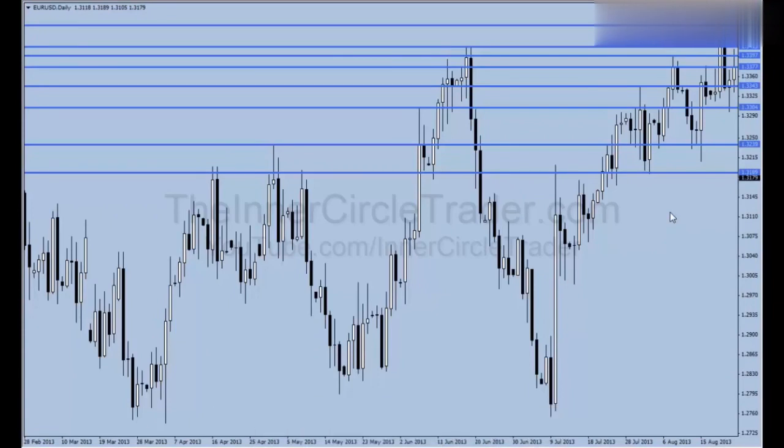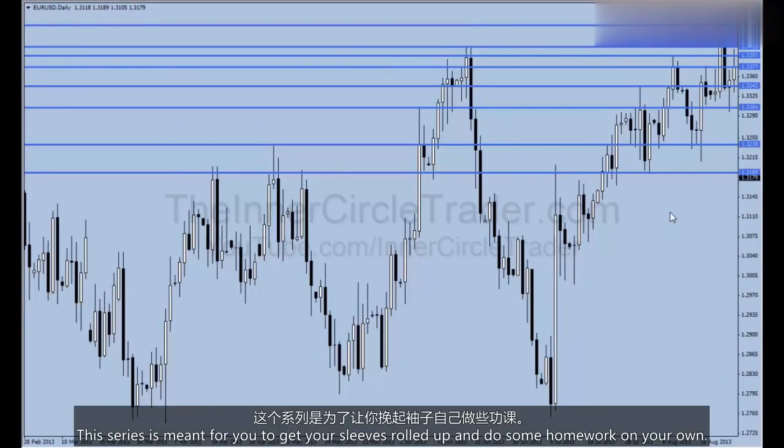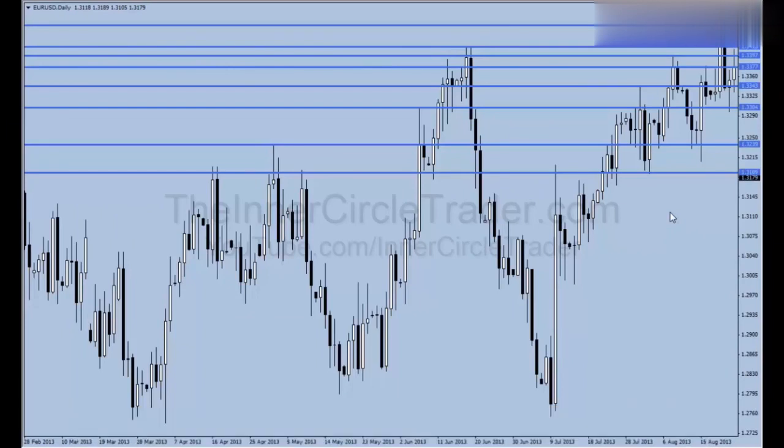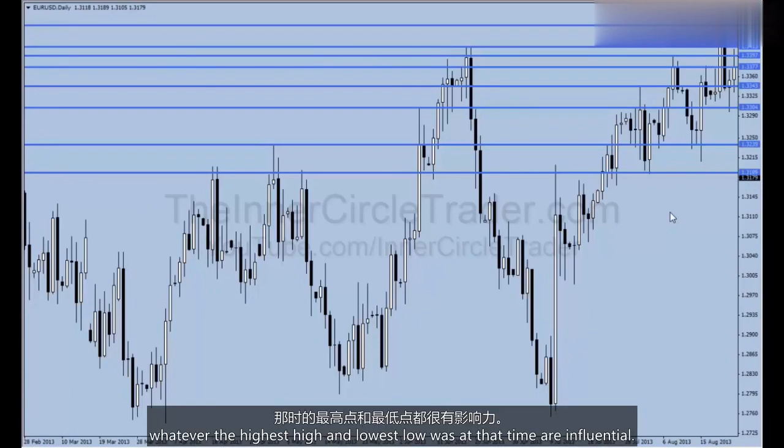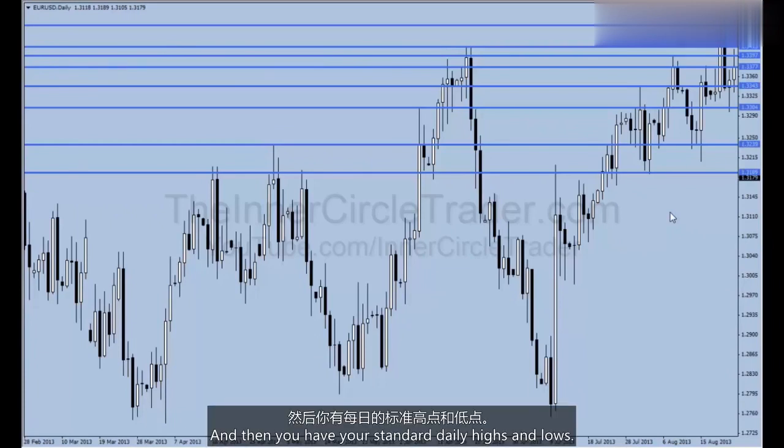And we're not going to do that here. This series is meant for you to get your sleeves rolled up and do some homework on your own, okay, and you're going to learn by doing it. Okay, I'm leading you to the water, but it's up to you to drink. Okay, you also have monthly highs and lows. Those are key, important reactionary levels. Okay, and then you have weekly highs and lows, and you have intra-week highs and lows. Okay, so in other words, once we get to like Wednesday, whatever the highest high and lowest low was at that time are influential. Okay, and then you have your standard daily highs and lows.